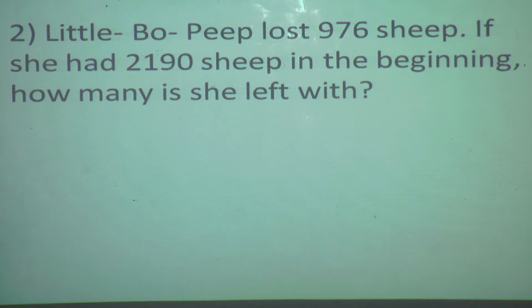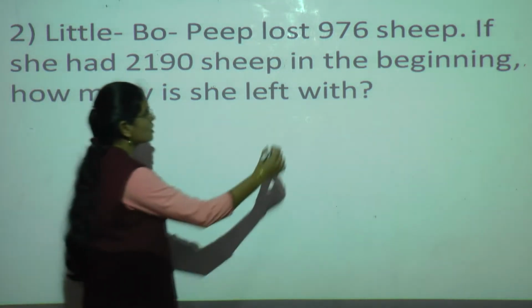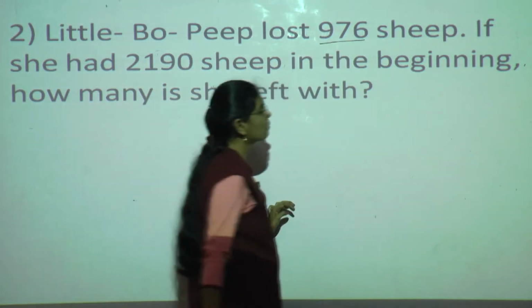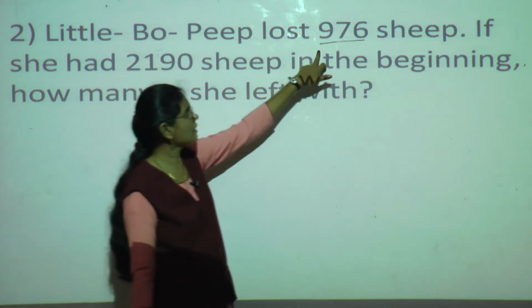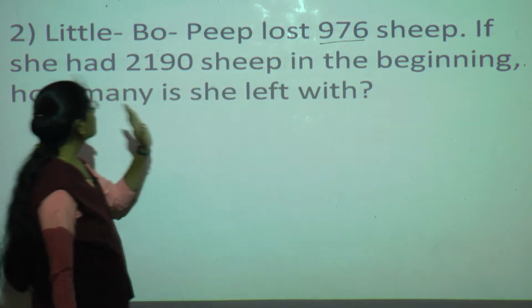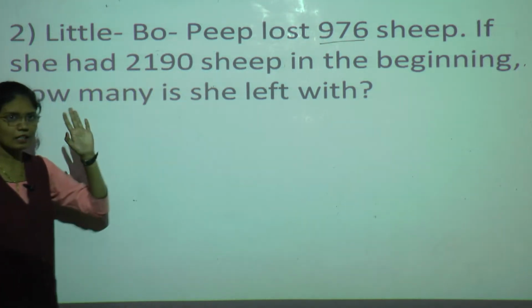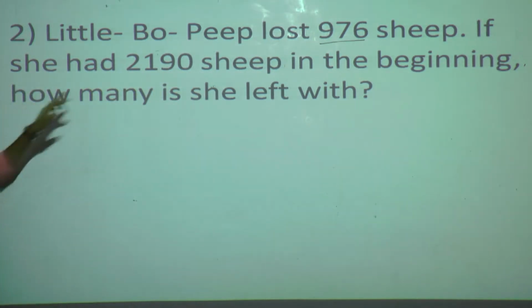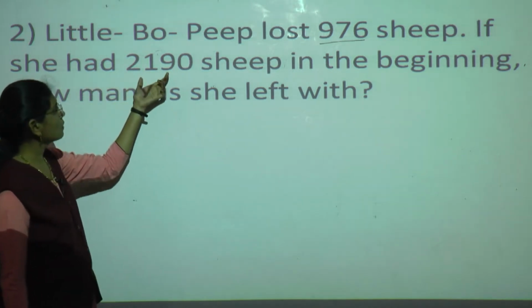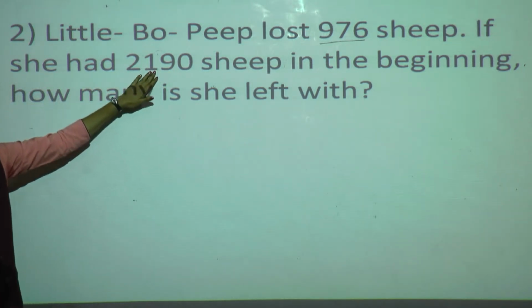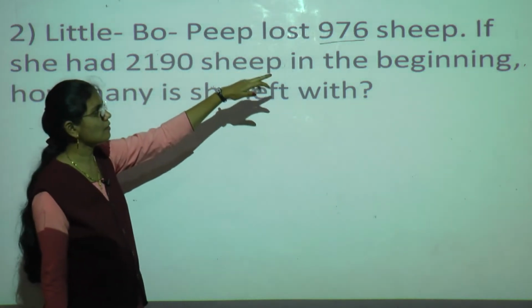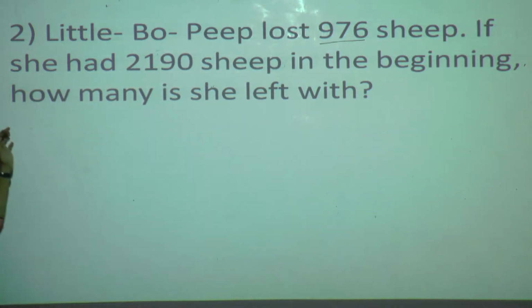Okay. Now what is the question? Little Bo Peep lost 976 sheep. See, she lost how many sheep? She lost 976 sheep. Now if she had 2190 sheep in the beginning, out of this 2190 she lost 976 sheep. Then what is the question? How many sheep are left with her? Okay, then how will you solve?